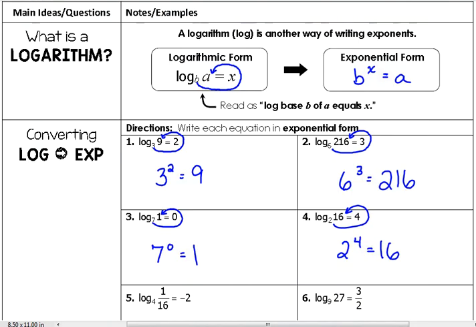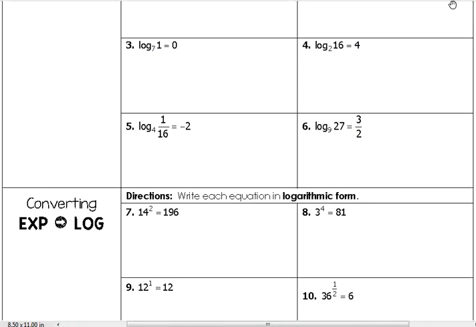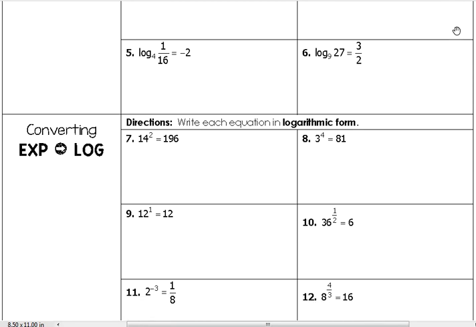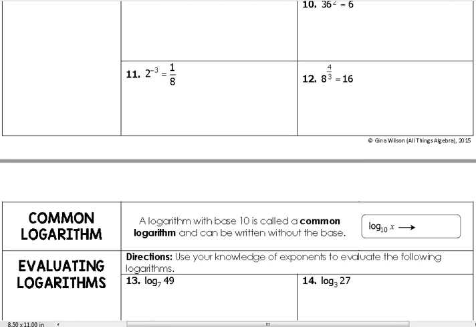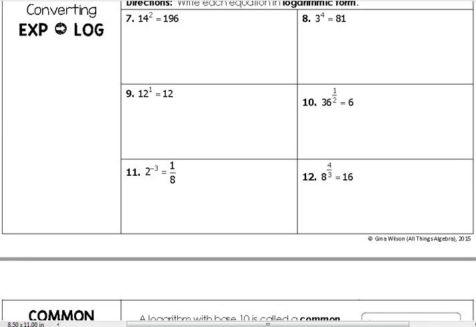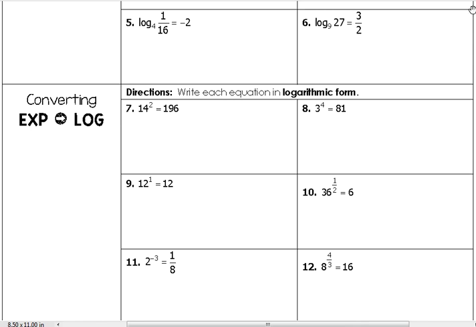Okay, we're going between the two forms. We're going to need this in a little while when we get to some equations. Okay, let's look at the last two here going from log form to exponential form. Log base 4 of 1 over 16 is equal to negative 2. So that is in exponential form, 4 to the negative 2 is equal to 1 over 16.